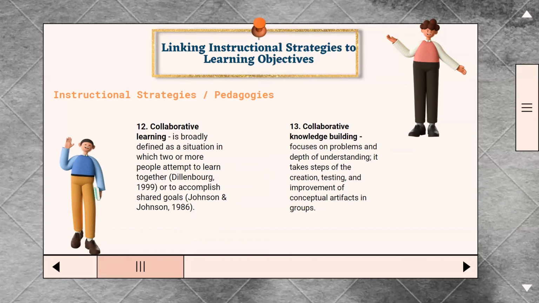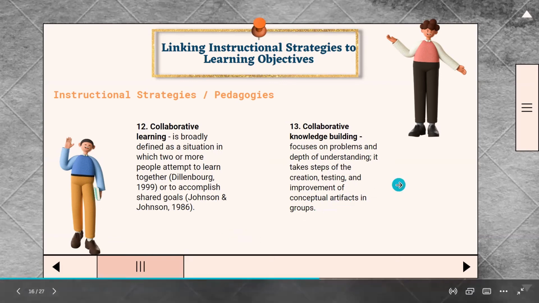Next is collaborative knowledge building. It focuses on problems and depth of understanding. It takes steps of the creation, testing, and improvement of conceptual artifacts in groups. Collaborative knowledge building adds to the communal way of seeing the world rather than enhancing only an individual's perspective. A knowledge building approach is appropriate when the subject matter is issue or problem focused rather than foundational.